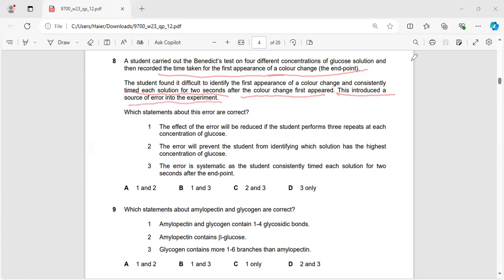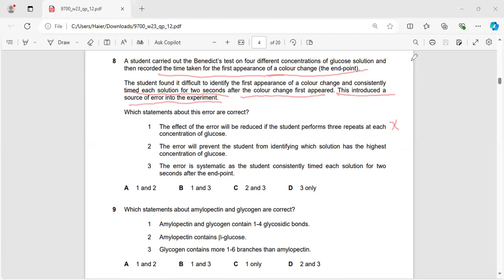Definitely, it can be. Which statements about this error are correct? The effect of the error will be reduced if the student performs 3 repeats at each concentration of glucose. It will take too much time. You can say there are already 4 different concentrations, and 2 minutes are already added into the time. So when he repeats, it will take too much time.